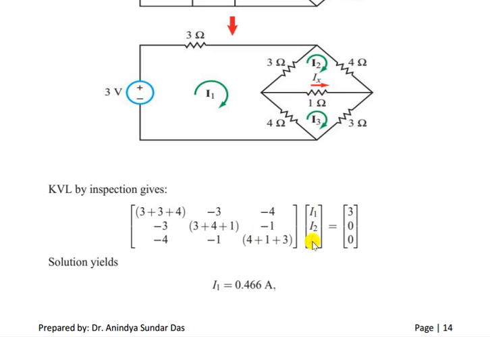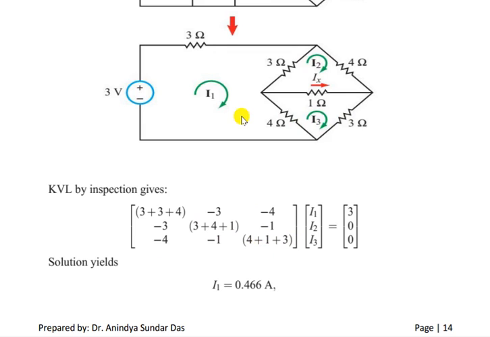Similarly for I3, first we have to write the I1. Between mesh 1 and 3, what is the common? R resistance value 4 with minus sign. Between mesh 2 mesh 3, common is 1, so minus 1. And for I3 is showing these three resistance 4, 3 and 1. So those are added together.